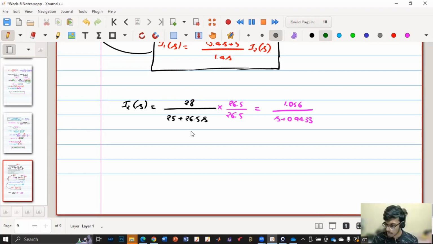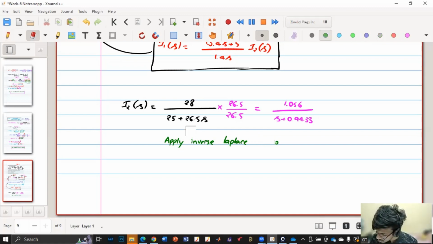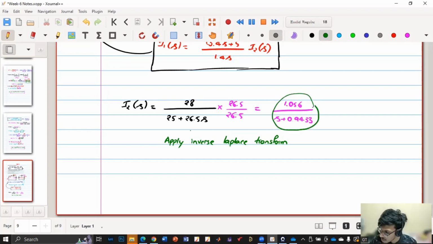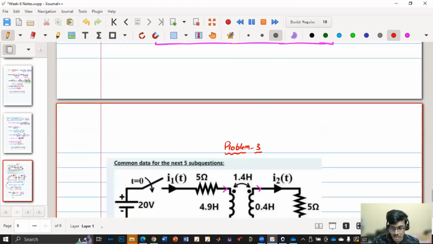Now we'll apply the inverse Laplace transform, which is our third step. So what will be I2 of t? Anyone? I2 of t from this. It is in which term? Some constant by s plus a. So constant by s plus a.